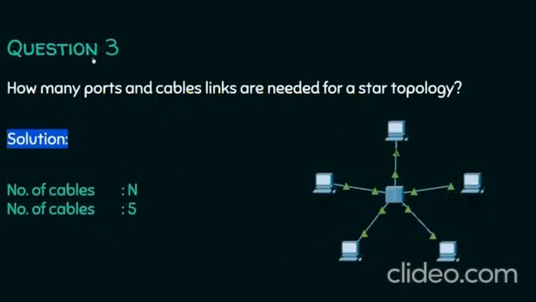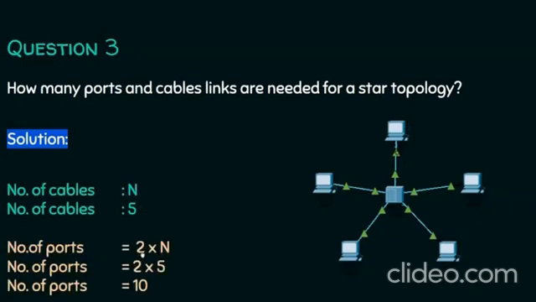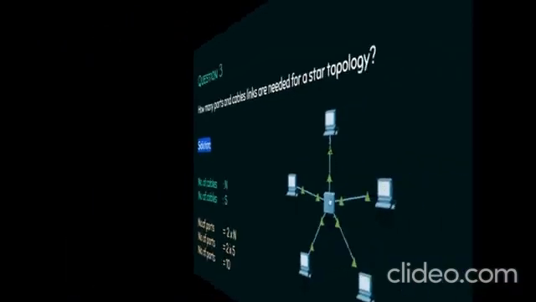The answer to question 3 is, if there are n nodes we need n cables. In this case, n is equal to 5, so we need 5 cables. And the number of ports is equal to 2 into n, where n is equal to 5 in this case. So 2 into 5, which is equal to 10. The number of ports 10 means the ports involved in the n devices as well as the intermediary devices.